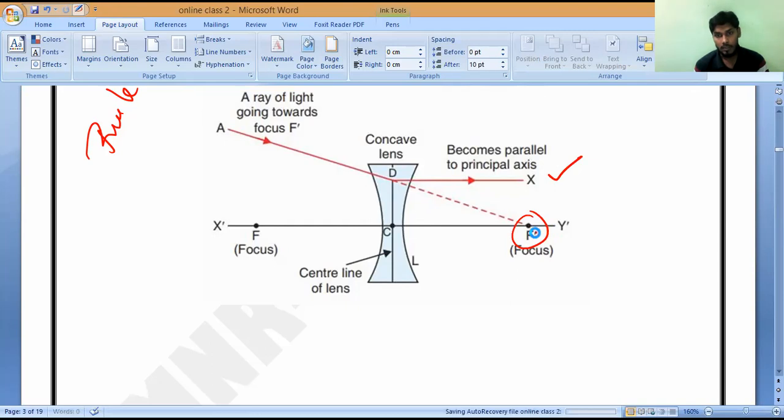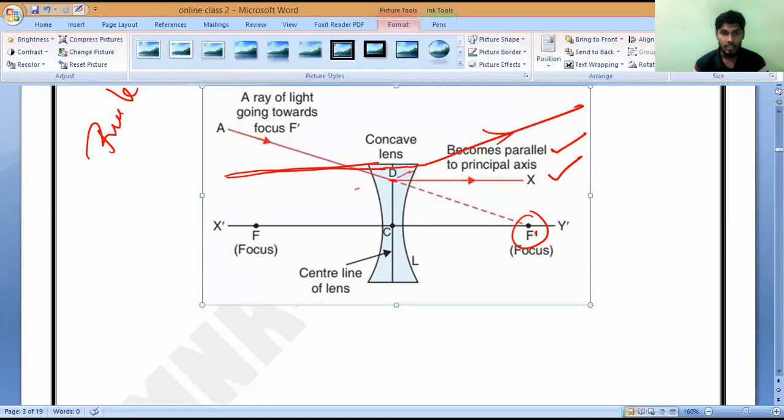Here f dash is the focal length. That is what you should remember. This side it is coming. It is the light ray going towards f dash, which will become parallel to the principal axis after striking the lens. That is what you should remember. Both the cases I will draw in the same image. If we take a ray parallel to the principal axis, then after refraction it will go away from it and will feel that the refracted ray is coming from the focus. This is case number 1.